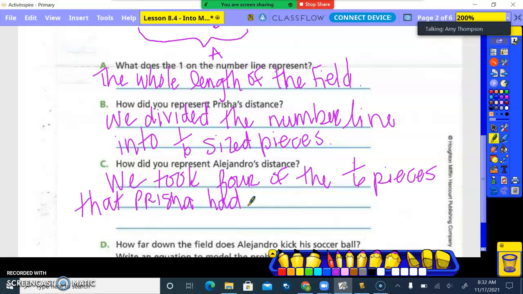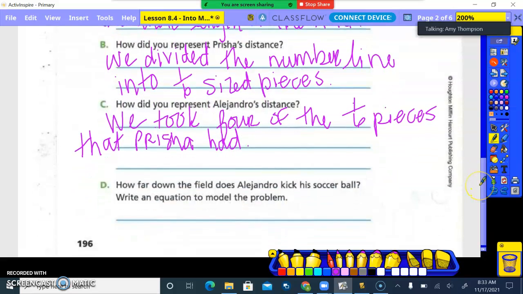So let's see, letter D. How far down the field does Alejandro kick his soccer ball? So what was our equation? We said 4/5 times 5/6, and we got what? 2/3, right? Okay, so 2/3 of the field.